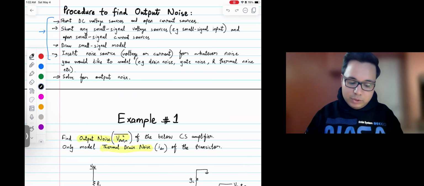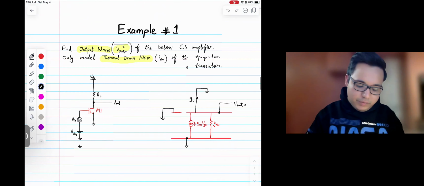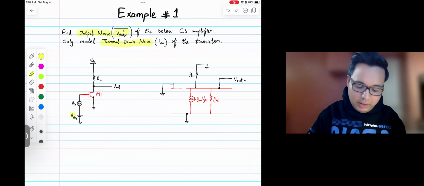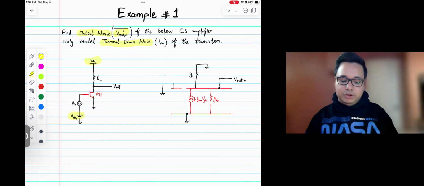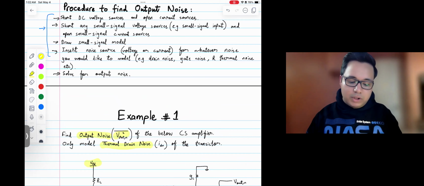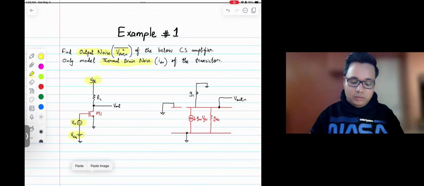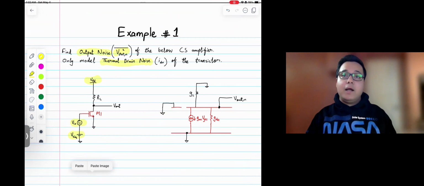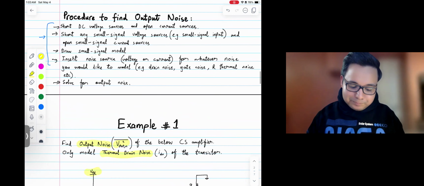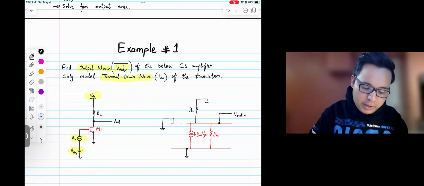The first step was to short any DC voltage sources and open any current sources. So we have DC voltage sources here, V bias and VDD, so we short them out. Then we can short out any small signal voltage or current sources. We have a small signal voltage source over here, and we can short that out. And then we can draw the small signal model, which I have over here.